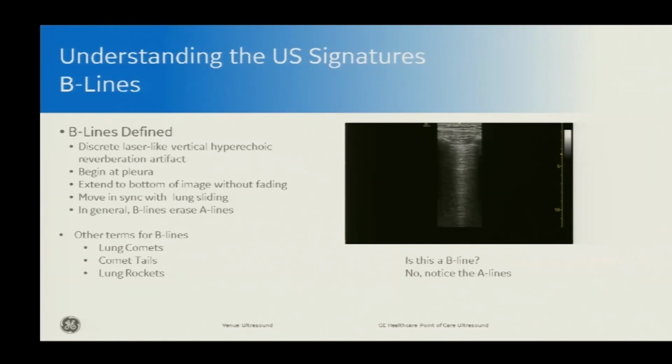When we have perpendicular incidence of the sound beam with a tissue, it tends to create a brighter reflection, and that reflection is just extending down the image. This did not move with the pleura. It did not move with breathing. It doesn't erase the A-lines. This is just bright echoes due to perpendicular incidence, so it is not a B-line.